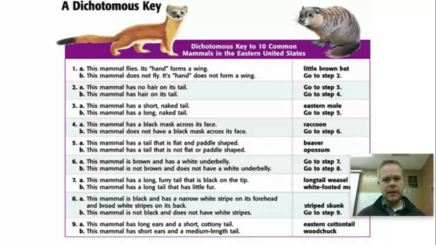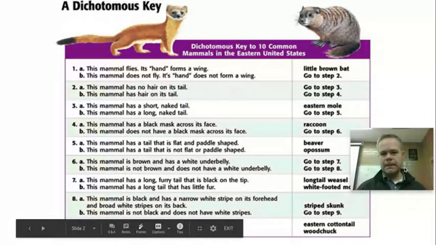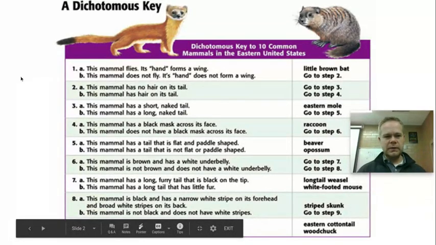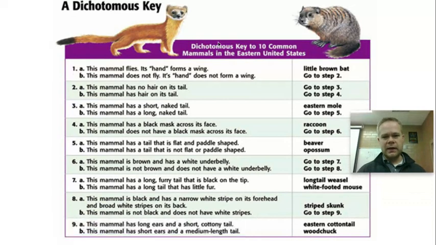Let me give you an example here. This is a dichotomous key. You can see that it gives you choices. It says dichotomous key of 10 common mammals in the eastern United States. So if you were hiking in the eastern United States and you saw a little critter run across the trail, if you were studying the organisms in this environment, maybe you'd have a dichotomous key book and you'd look up mammals for this area, and then you'd have a little key like this.